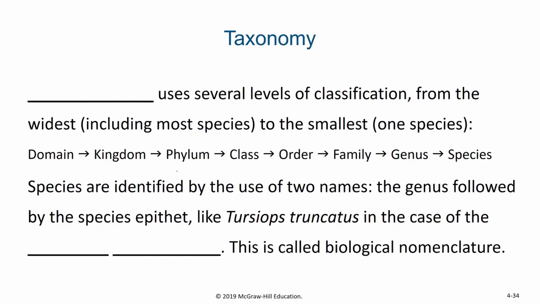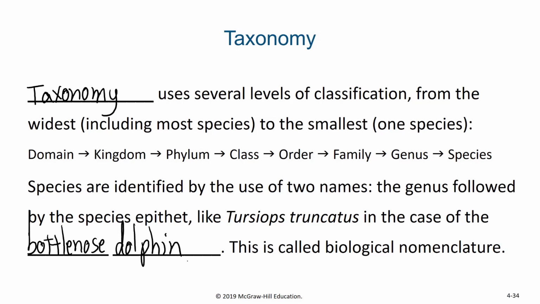Taxonomy uses several levels of classification, from the widest, being domain and then kingdom and phylum, to the smallest, which is the species level. Species are identified by the use of two names, the genus followed by the species epithet. Like Tursiops truncatus is the name of the bottlenose dolphin. This two-name system is known as biological nomenclature.